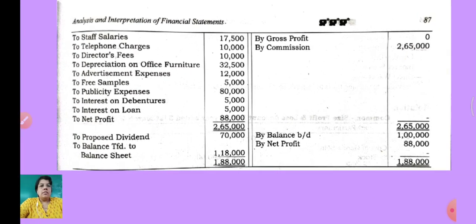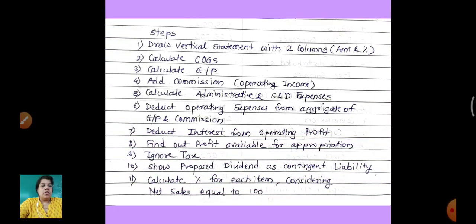Proposed dividend is given, which will be treated as contingent liability as per the revised rules, and we have got here the balance transferred to balance sheet. This profit is available for appropriation, 1,18,000. Now let us see how we are going to solve the problem.